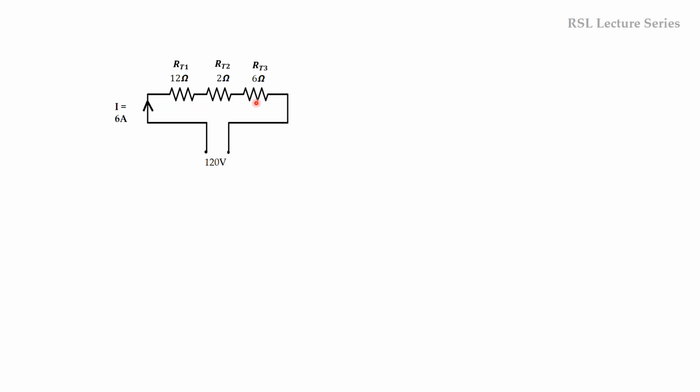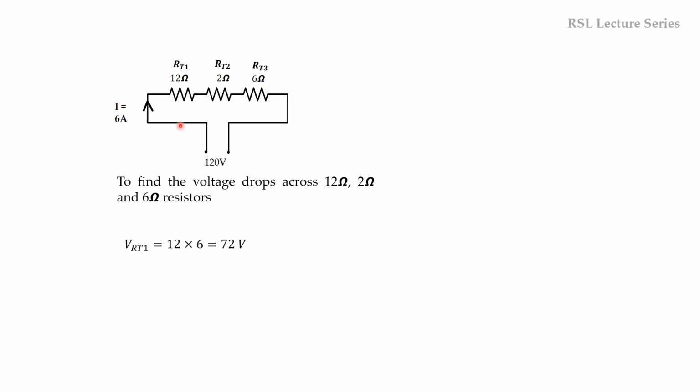So now we will find out the voltage drop across each resistor by using Ohm's law only, because we know the current flowing through the resistor as well as the resistance value also. So now the voltage drop across this RT1 resistor is given by VRT1 is equal to 12 into 6. Resistance value 12, current value 6. So V is equal to I into R, 6 into 12 or 12 into 6, that is equal to 72 volts.